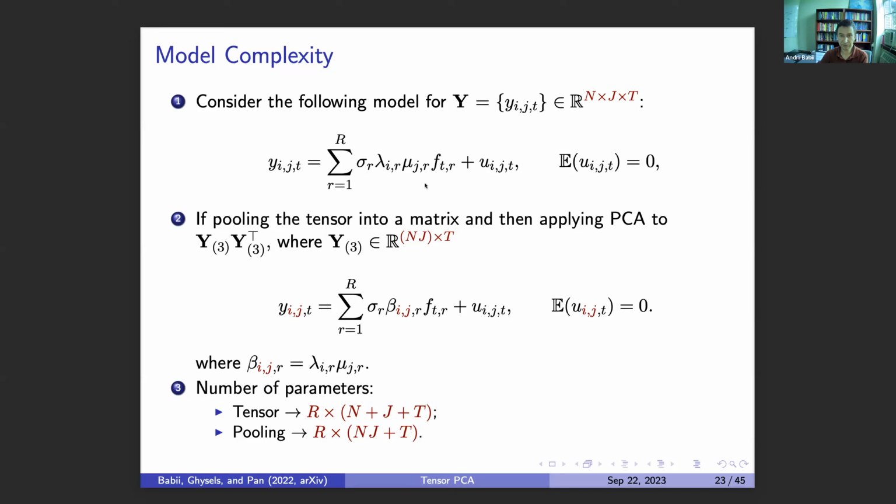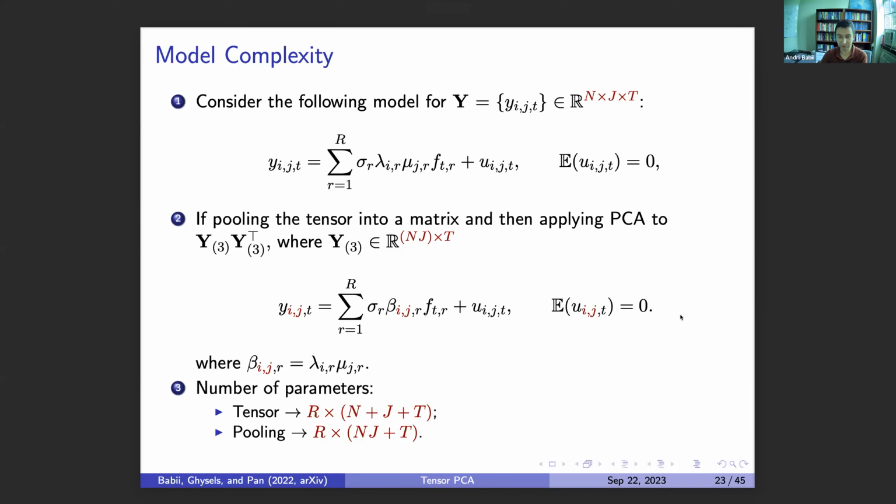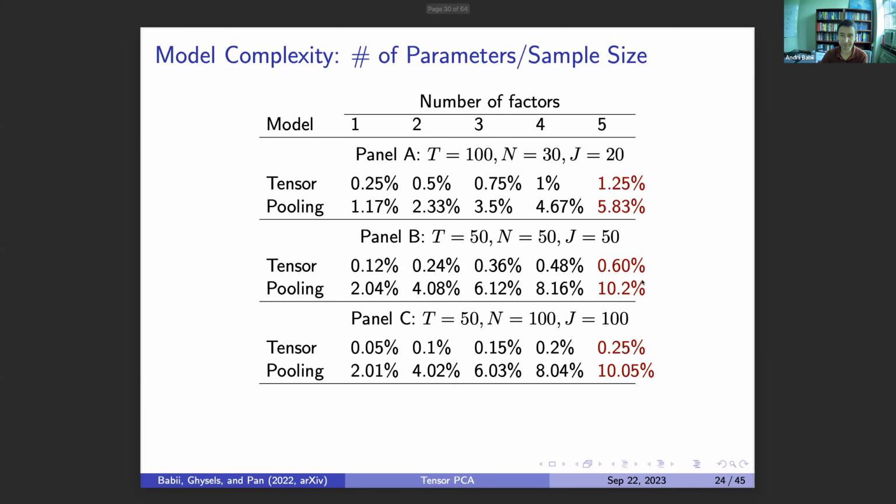On the other hand, if you use the tensor factor structure, we are identifying separately the loadings corresponding to the cross-section and the loadings corresponding to this other dimension. And so we have to fit r times n plus j plus T parameters. So we have an improvement in the number of parameters that we are fitting. And it's usually a good idea to fit models with a smaller number of parameters, as we know.